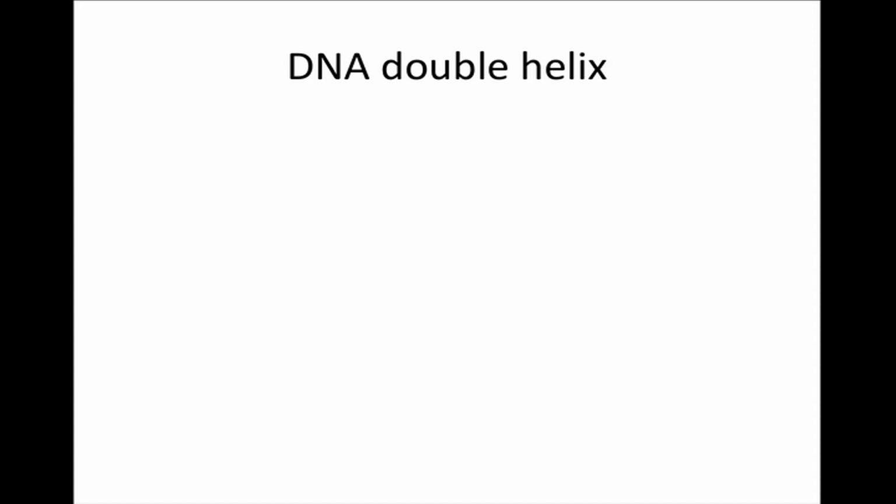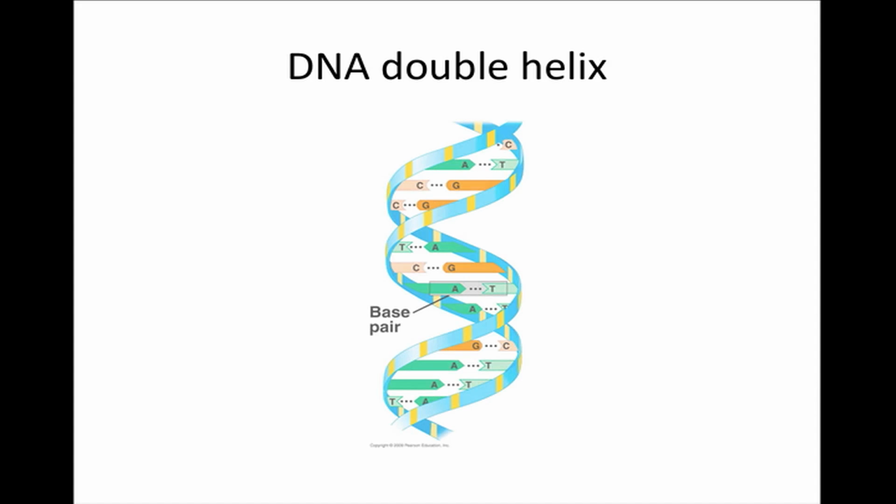DNA double helix. RNA usually consists of a single polynucleotide strand, but DNA is a double helix, in which 2 polynucleotides wrap around each other. The nitrogenous bases protrude from the 2 sugar-phosphate backbones into the center of the helix. When A pairs with T and G pairs with C, it is known as base pairing. The 2 strands are held together by hydrogen bonds between their base pairs.